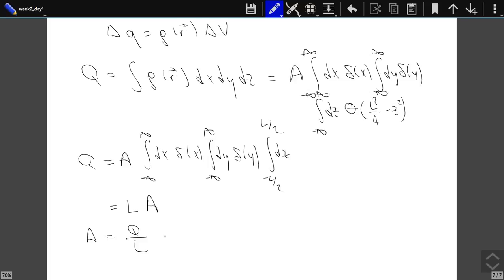In the first year, we used to call this lambda, which was the linear charge density. Charge per unit length.